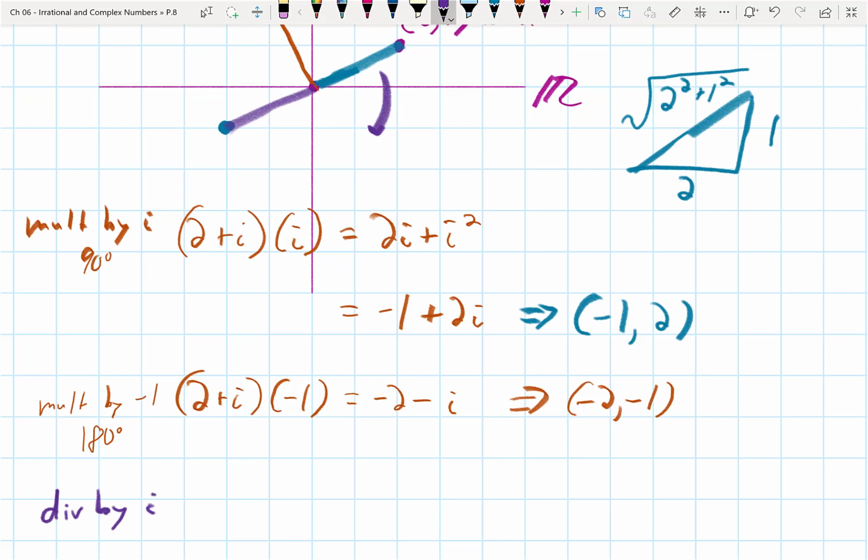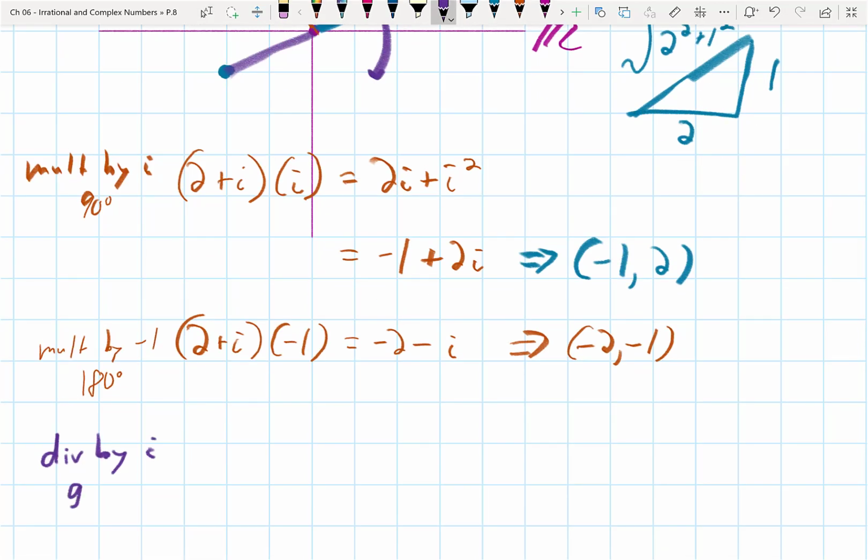Divide by i is 90-degree rotation clockwise. You will never remember what CW means unless you write the word clockwise years from now. No, this is going to be 2 plus i, and I'm going to go divided by i, and let's see if that actually gets me a location that is 90 degrees backwards.